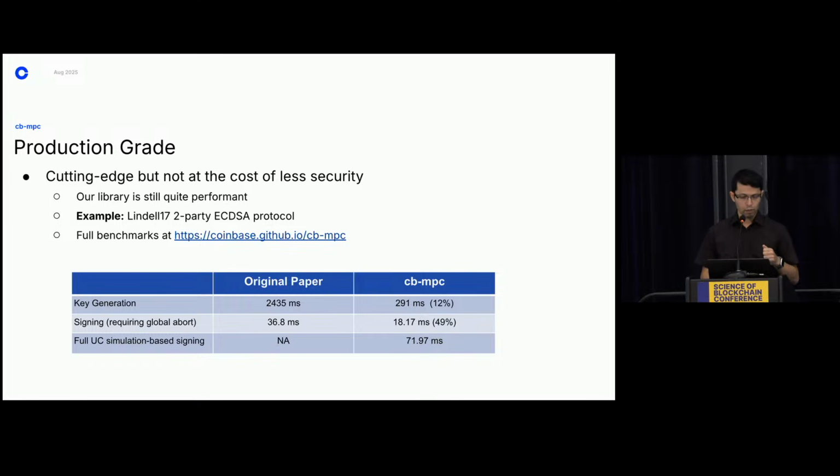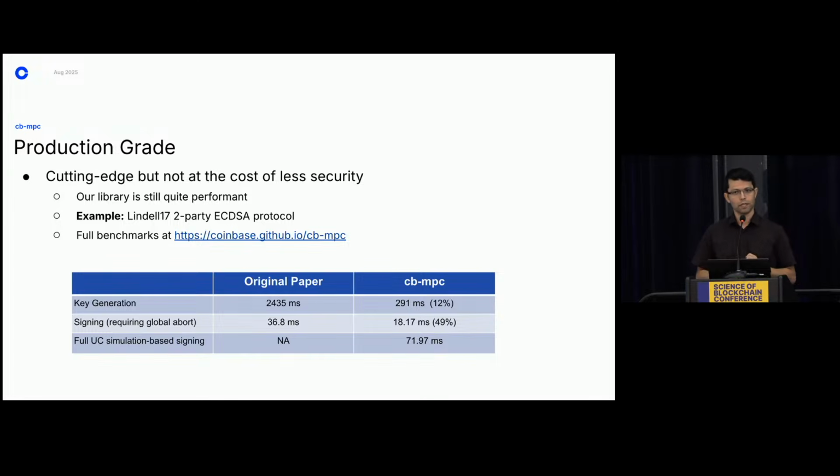I also want to point out that another part of production grade is our emphasis on creating performant code. And I want to show that with an example. So consider the Lindell 17 two-party ECDSA protocol. If you look at the numbers, we have gained significant efficiency by just writing better code and being careful about what optimizations we do.